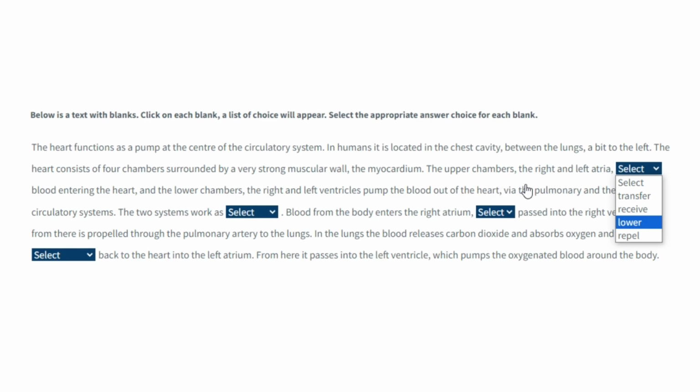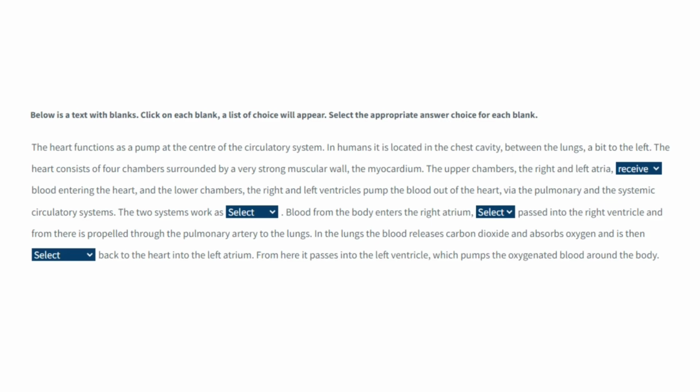Okay, here: the upper chambers, the right and the left atria, dash the blood entering the heart. Now they are talking about the upper chambers. Upper chambers will definitely, you can also imagine, the blood from the blood vessels will fall into them, which means it will be received by something. So the answer will be receive.